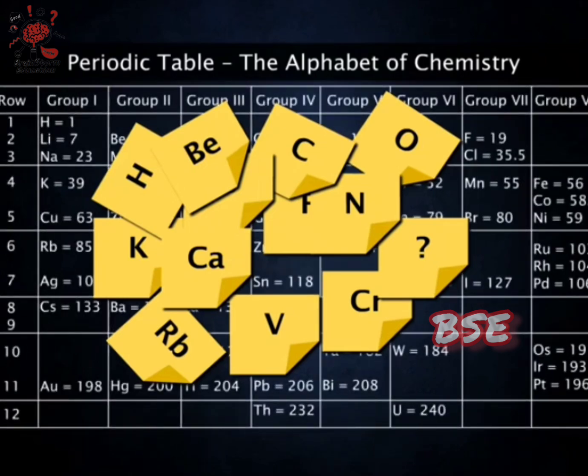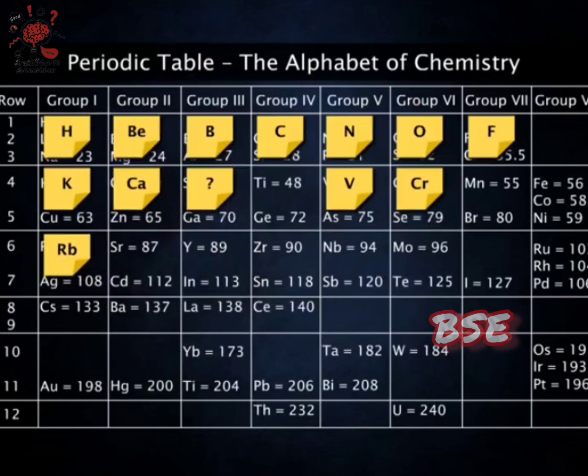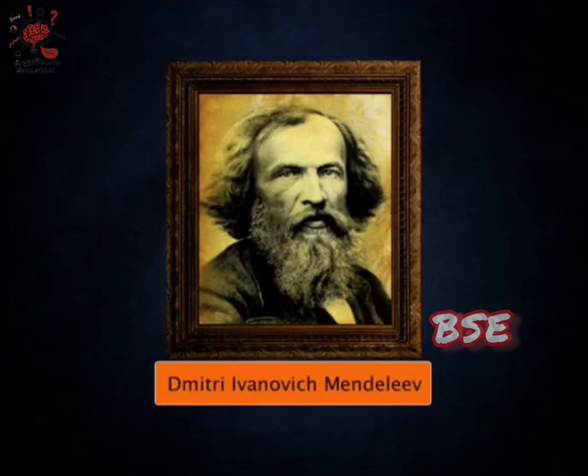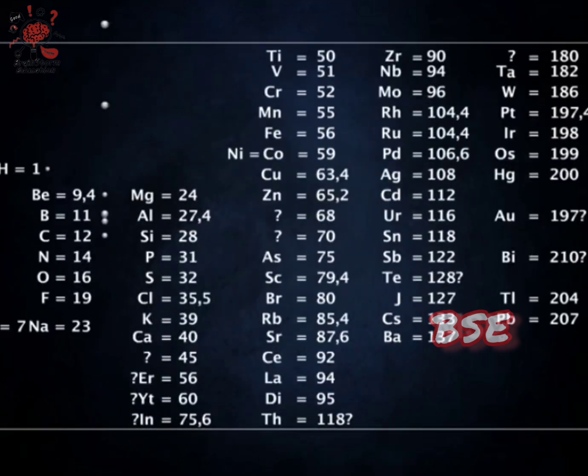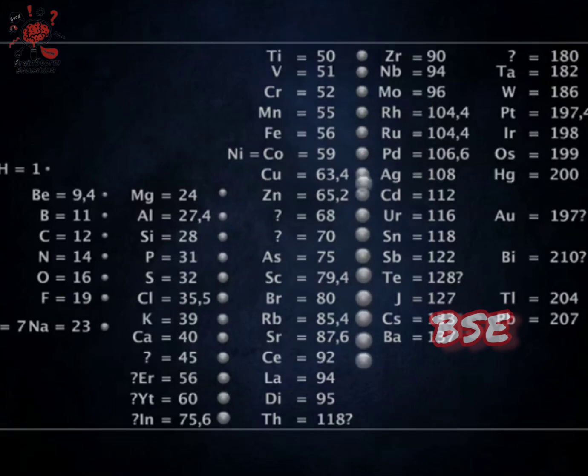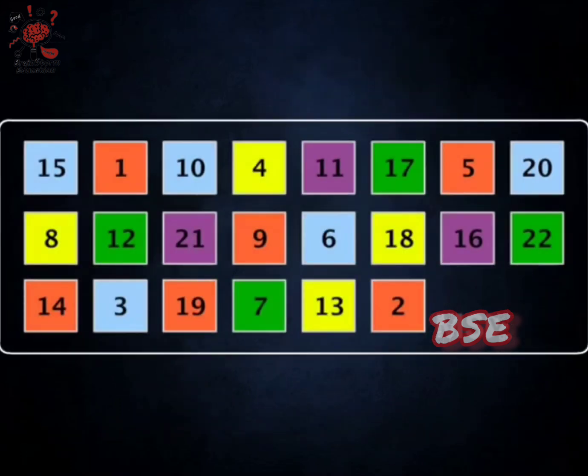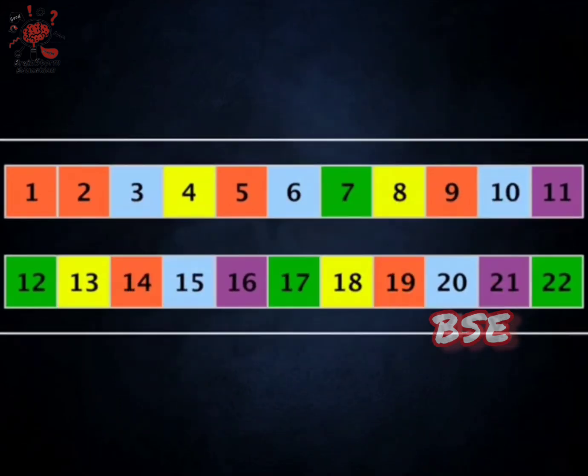The language of chemistry was better understood after a Russian scientist arranged the elements by virtue of their properties and relationships with other elements. This scientist was Dmitri Ivanovich Mendeleev, who arranged 63 elements in increasing order of atomic mass. Mendeleev wrote information about each element on cards.